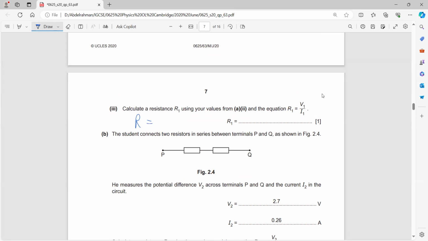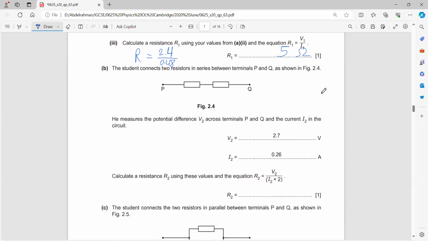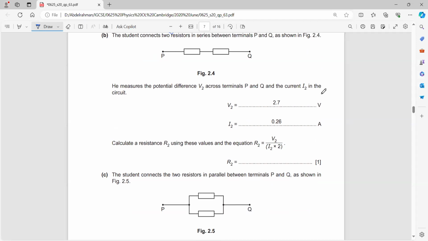I have V and I have I. 2.4 divided by 0.48 would give me an answer of 5. What is the unit? Don't forget the unit of the resistance, ohm. Right? Ohm. Bravo. Now I connect two resistors in series as shown. Calculate R2. That's easy. R2 equals V2 over I2. I have the V2, I have the I2. 2.7 over 2.6, which is 5.2 ohms.